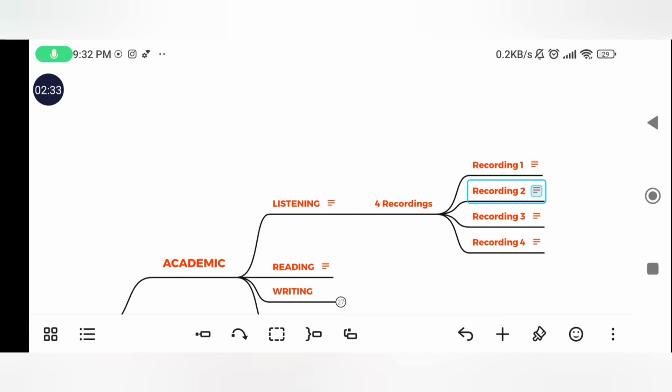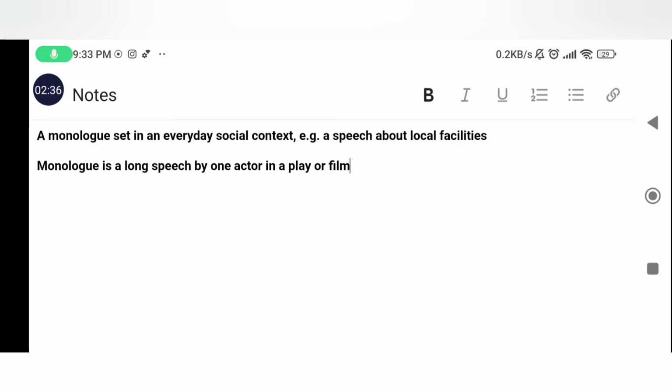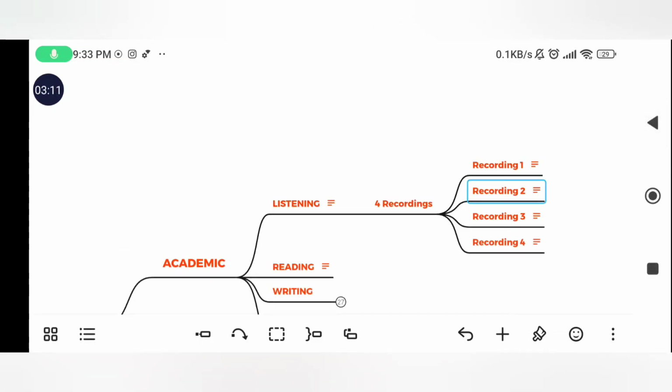Now, when we talk about recording 2, recording 2 is basically a monologue set in an everyday social context. A speech about local facilities, it might be about the library, it might be about the public transportation facility. Now, a monologue is a long speech by one actor in a play or film. It means it's a single person who's talking about something. Like it can be me talking about the public facilities in our country, or it can be my friend giving his speech on, say, the library facilities in our country. So this is basically what happens in recording 2.